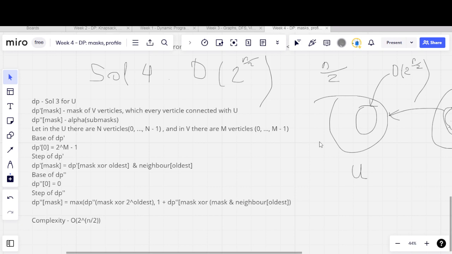You can ask any question about bit operations or about this algorithm.